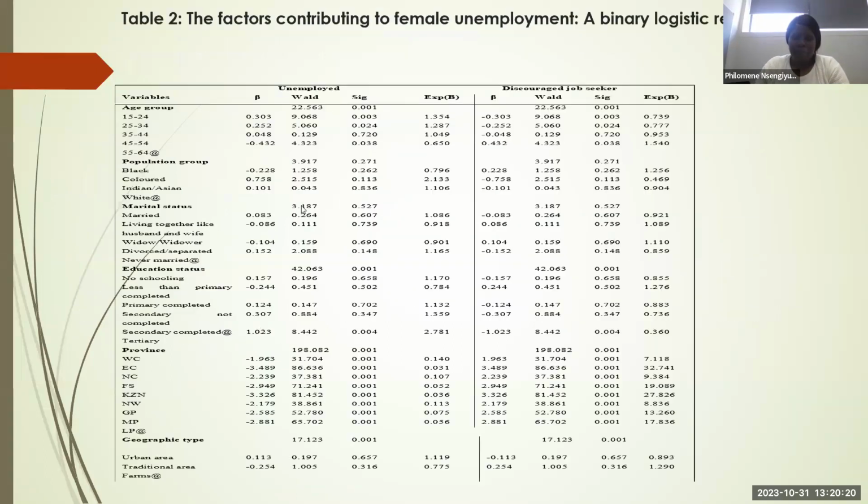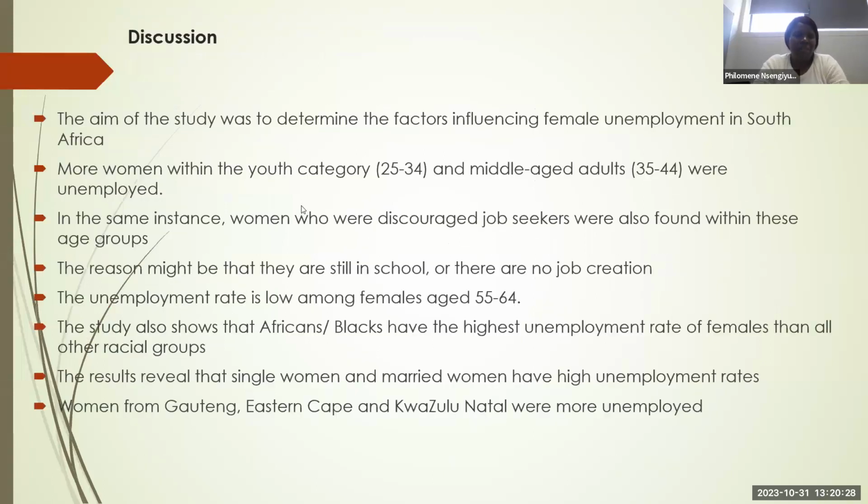Okay, this is the table of logistic regression, and what I explained came from this table. Now, discussion. The aim of the study was to determine the factors.